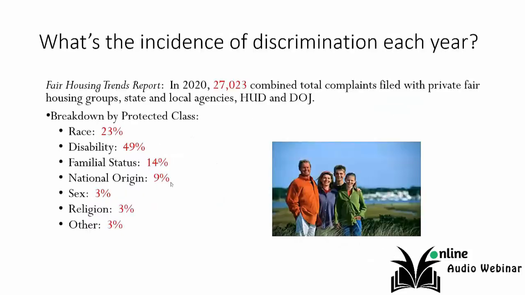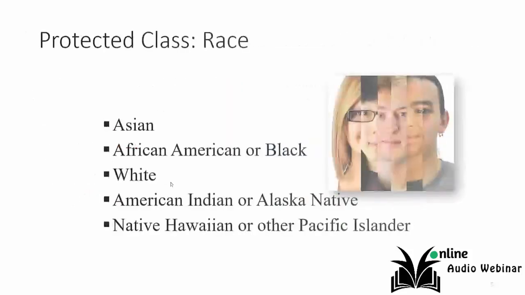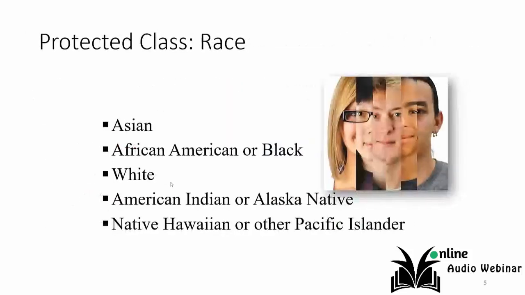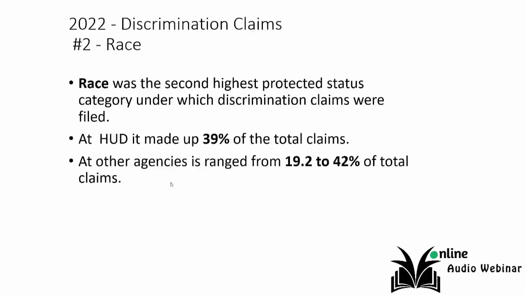Now, what's the incidence of discrimination every year? Breaking down the protected classes, the first one is race. And that's pretty self-explanatory. It's Asian or African American or black or white or American Indian. An example would be requesting an African American applicant to provide 5 years worth of landlord history. Race was the second highest protected status under which discriminations were filed with HUD.